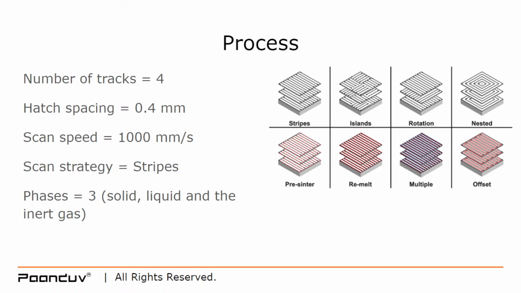Lastly, the scanning strategy or the process. The number of tracks that the laser is going to create is 4. The hatch spacing, which is the vertical distance between two tracks, is 0.4 millimeters. The scan speed is 1000 millimeters per second, quite high. And the scan strategy is stripes. So the stripes scan strategy is the top left one in the image shown on the right. And the number of phases involved is 3: solid, liquid, and the inert argon gas.